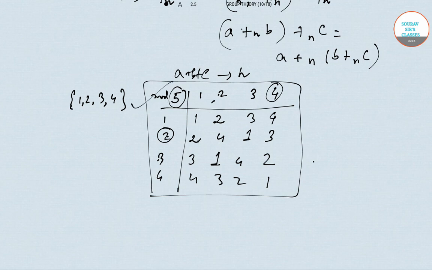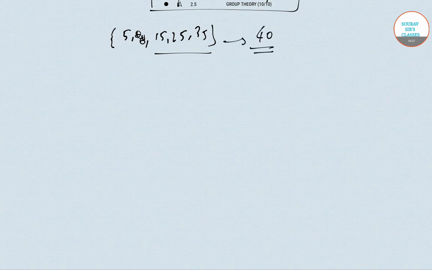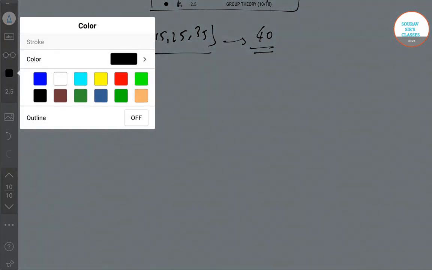Similarly with addition modulo: if we add 1 plus 1 is 2, 1 plus 2 is 3, 1 plus 3 is 4, these values are considered in the same way, and we can decide whether the set forms a group under the same modulo or not. For example, take the set 5, 15, 25 and 35. Is it a group under multiplication modulo 40? They are giving a multiplication modulo 40, so let's see what happens here.